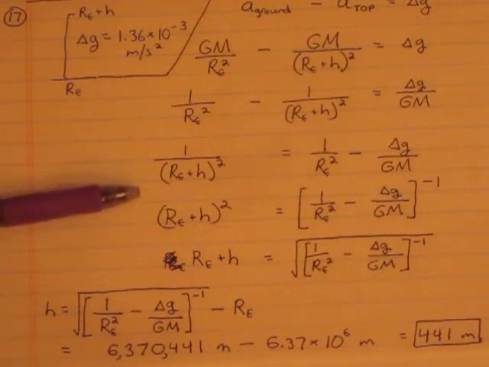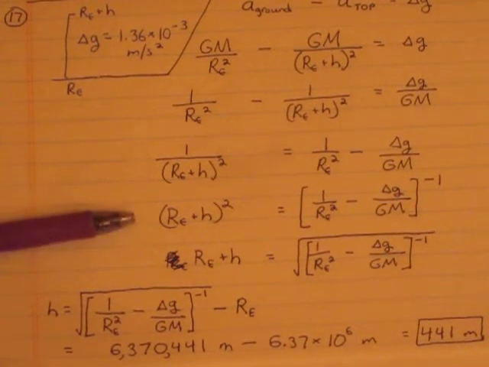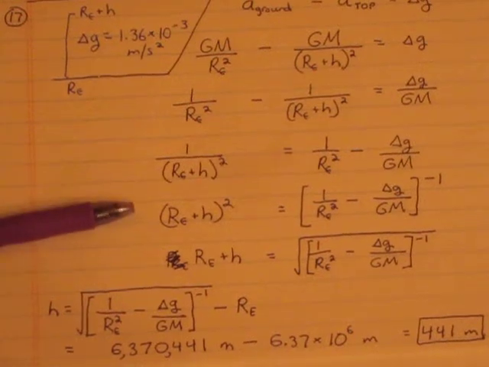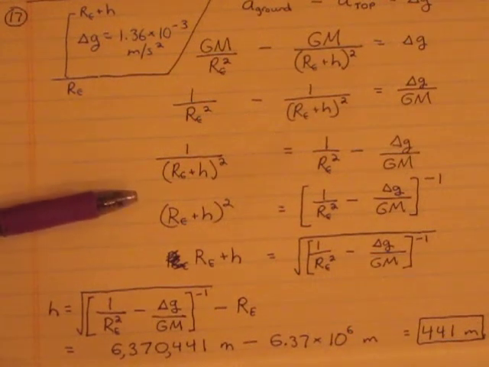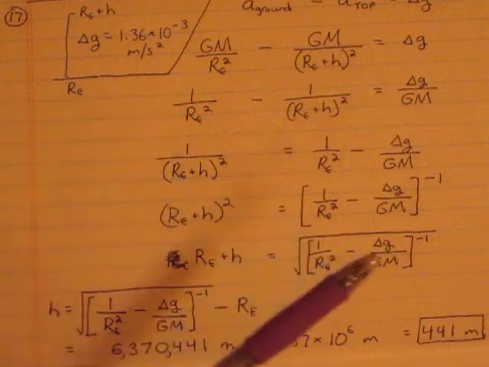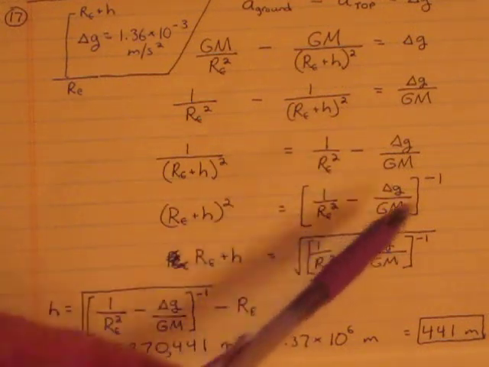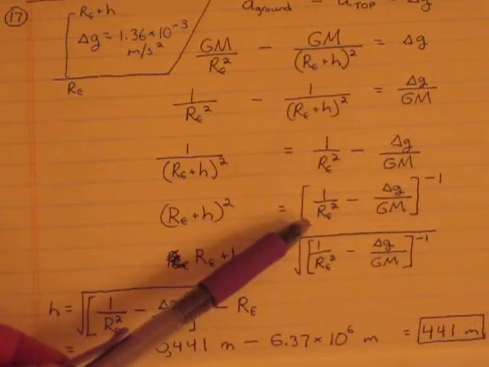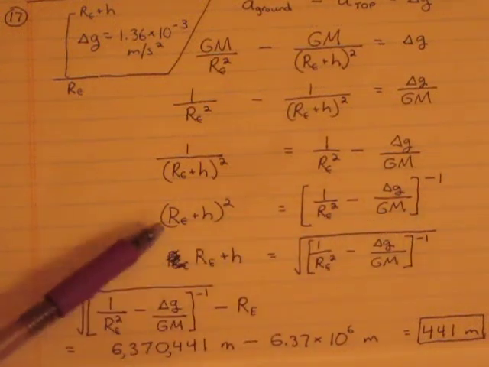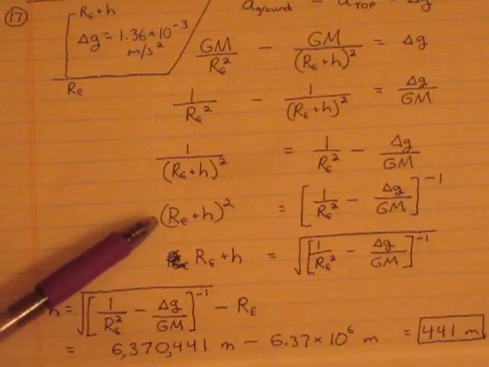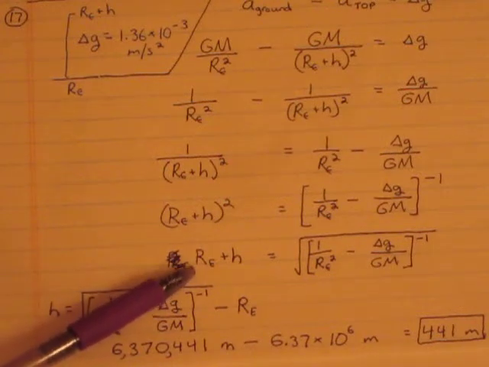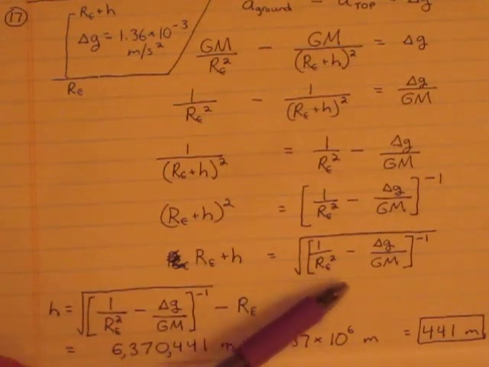Then from this line to this line, I take the reciprocal of both sides. It's much easier rather than trying to go through arithmetic of finding a greatest common denominator between these fractions. Just take it and put it all to the -1 power. Calculators are nice and convenient for doing that. And finally, we're going to take the square root. Radius of the Earth plus height equals all that and the square root of it.